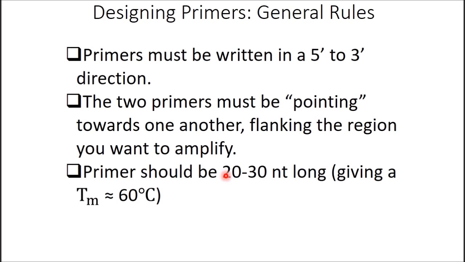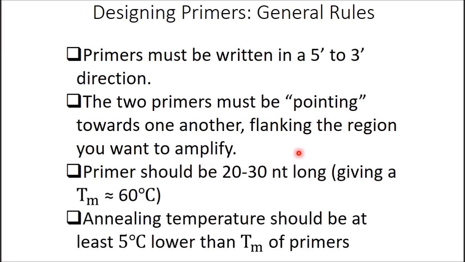Again, the Tm is just the temperature at which 50% of the primer is bound to the DNA. The annealing temperature should be at least 5 degrees Celsius lower than the Tm of the primers. All that does is make sure that the primers bind to the sequence. Of course, you want the primers to have very close to the same Tm so that they would both bind around the same temperature.